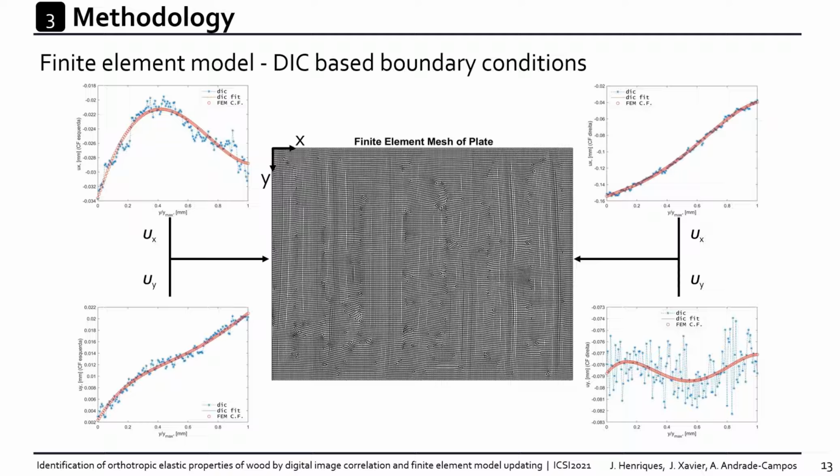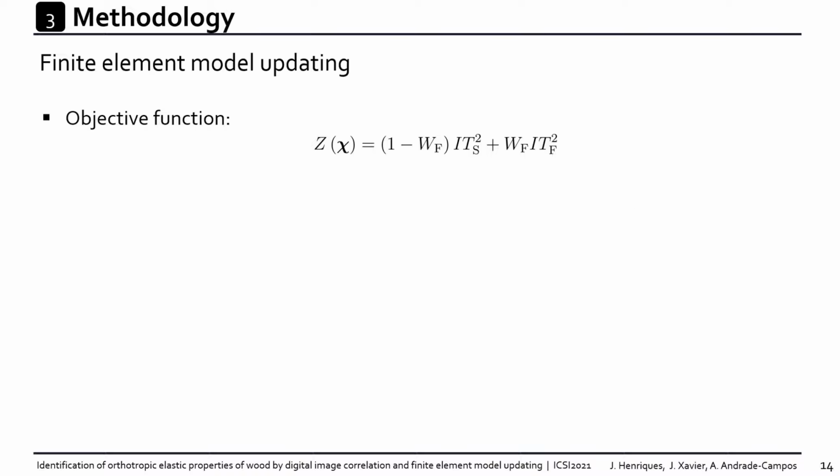Regarding the boundary conditions implemented in the FEA model, we use DIC-based experimental boundary conditions on the left and right boundaries of the specimen, interpolated between the DIC and the FEA meshes, smoothed by a fourth-order polynomial function. The FEMU is used to identify the 4 orthotropic linear elastic parameters of wood.